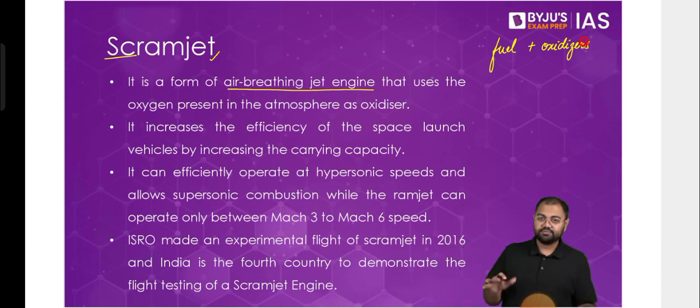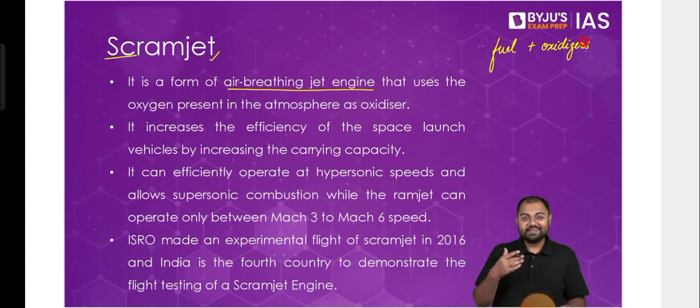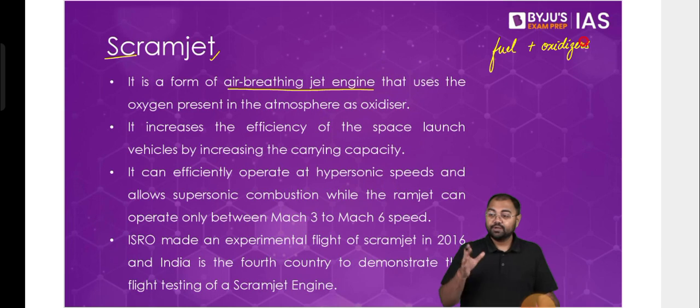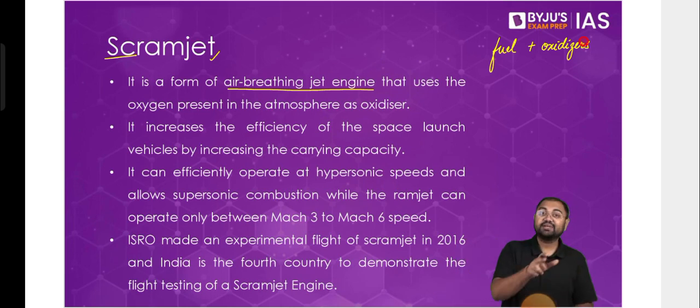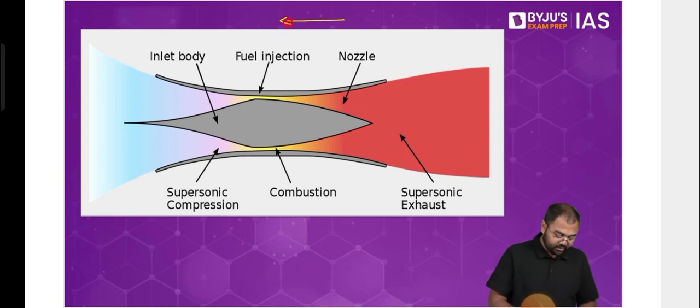So we try to solve that problem partially with the help of scramjet, because these are air-breathing engines. Instead of carrying the oxidizers, we will use the oxygen that we have in the atmosphere as an oxidizer. Something like this. If the movement is happening in this direction, then you have the air that is coming into this engine like this. All right, this is coming from here.